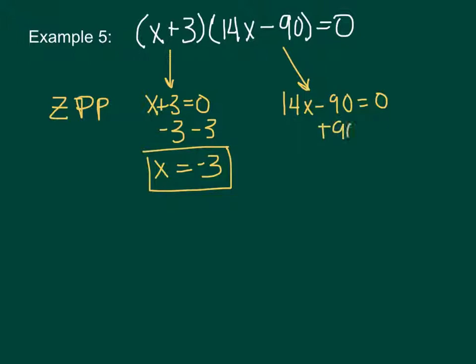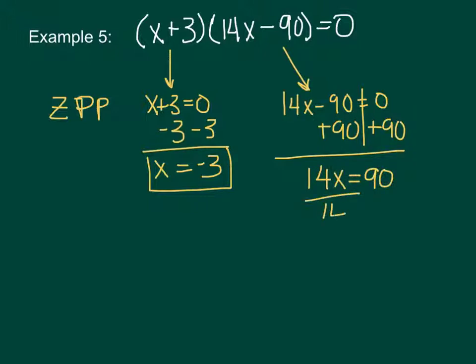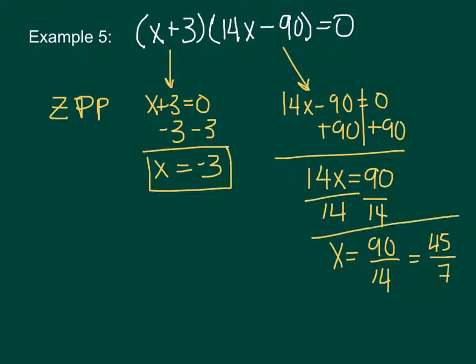Here I've got two steps, plus 90 on both sides. 14x equals 90. Divide both sides by 14. X equals 90 14ths, which I believe I can reduce to 45/7. All right, so again, just to recap, two solutions. And in this example, I removed all of the need to factor. Again, if factoring is the problem, please review my previous video.